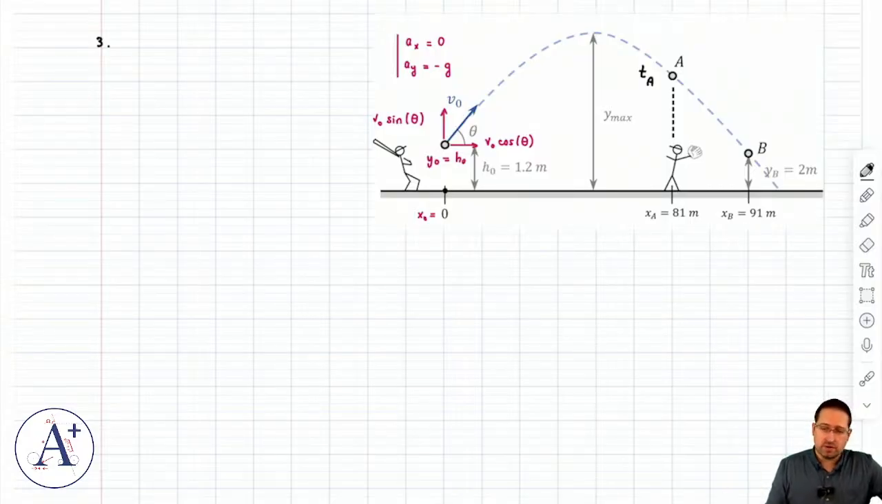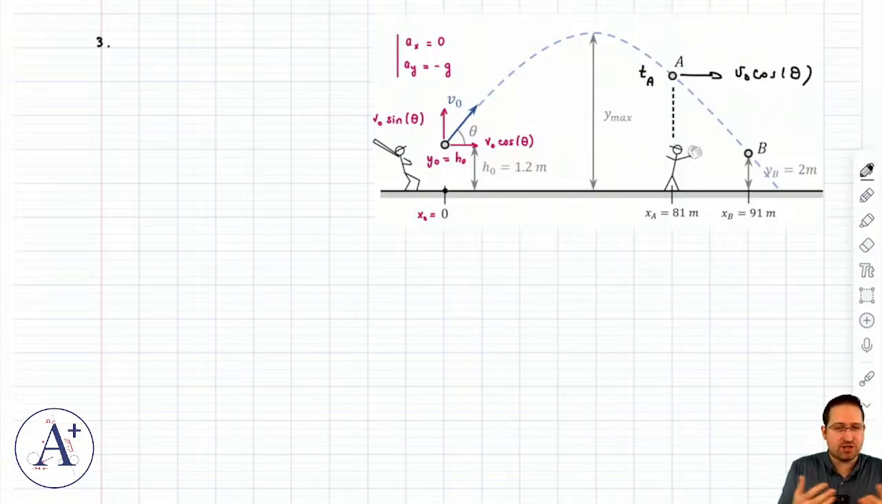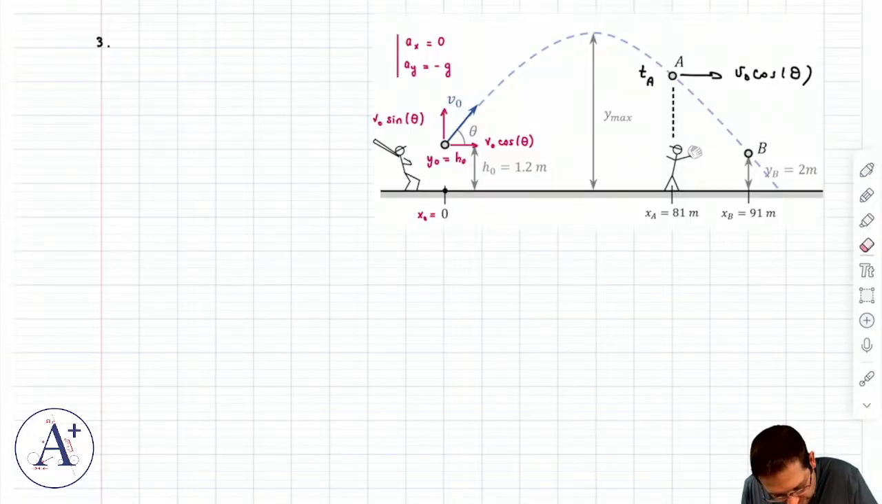If I know ta, I know everything. Right? I know x, y, vx, vy. Now, what is true about point A? Well, there's not a lot that I know. I know Vx. That's not true. Vx is always V0 cosine theta, so it doesn't really help me. It's true everywhere. So Vx is not going to help.